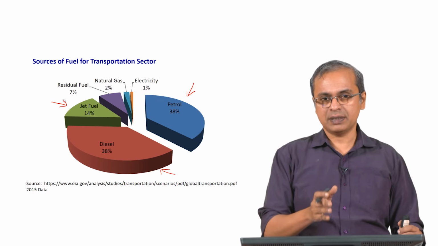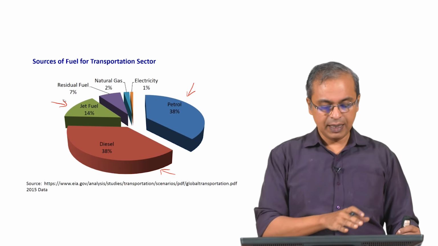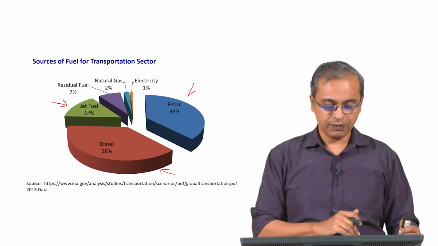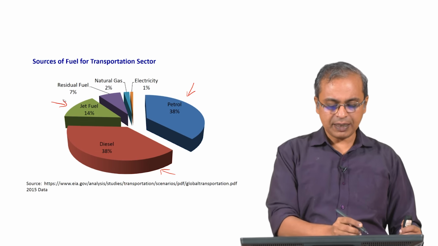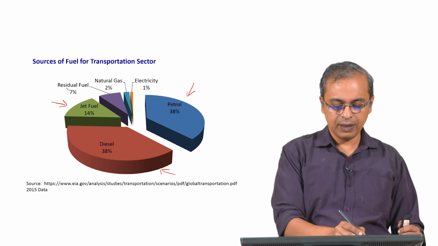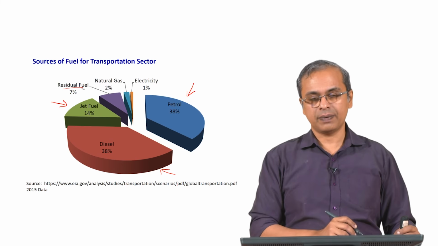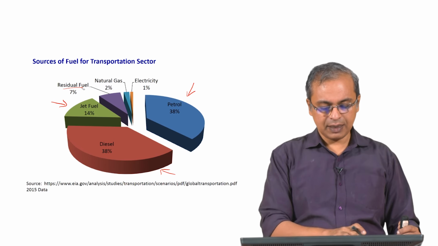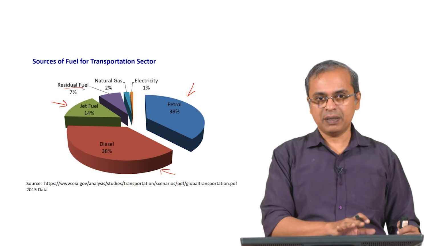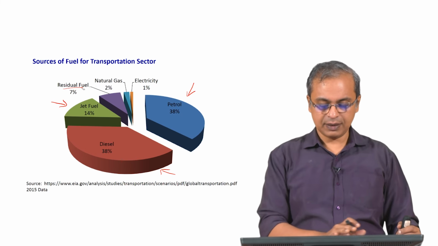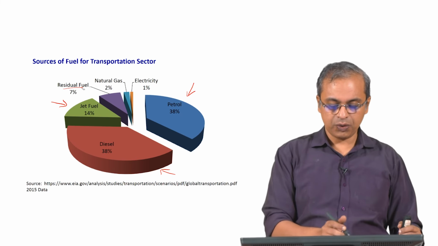But aviation fuel, which is a kerosene kind of fuel, is quite significant, and 14% of the fuel is coming from there. You have some other kinds of fuel here, residual fuel, which is a fuel available after the processing and is used for specific purposes which we are not going to get into in great detail.